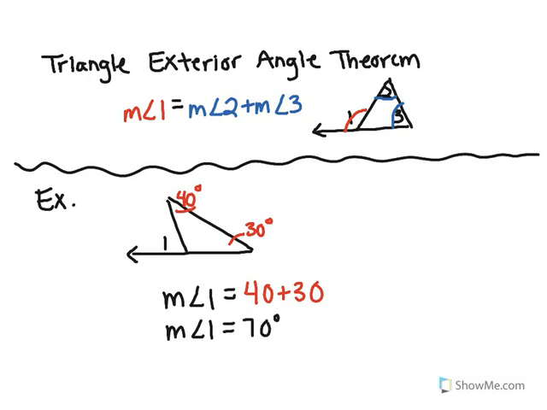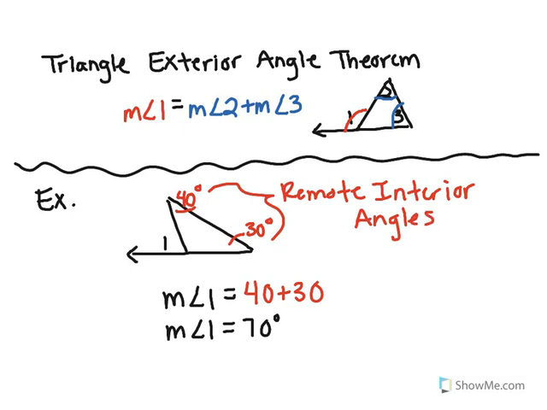So let's recap a little bit. These angles here are called remote interior angles, like so. And this angle over here is called the exterior angle. And this relationship will always be true in these cases. And that concludes this tutorial.